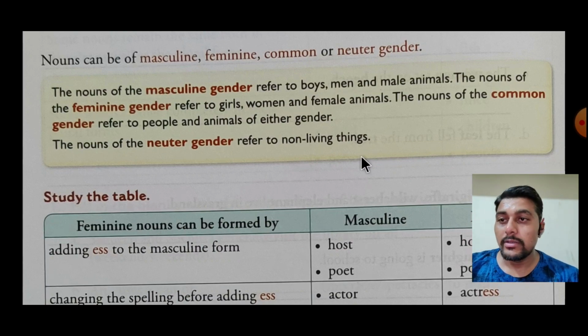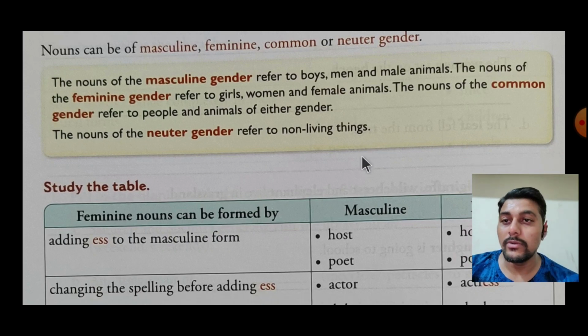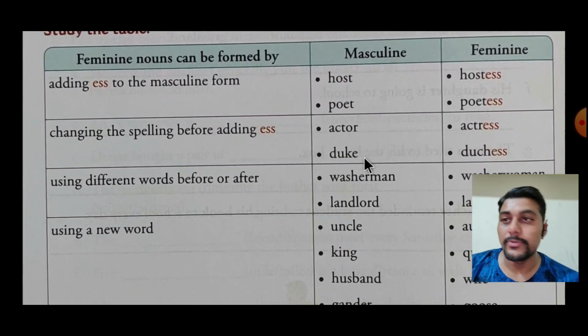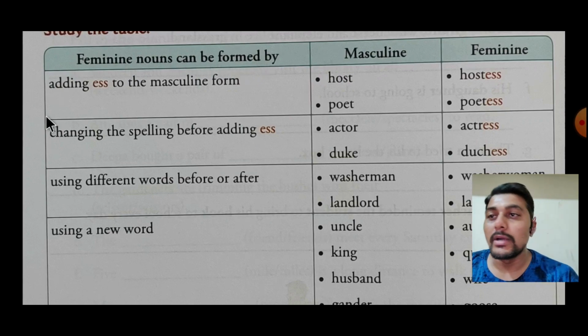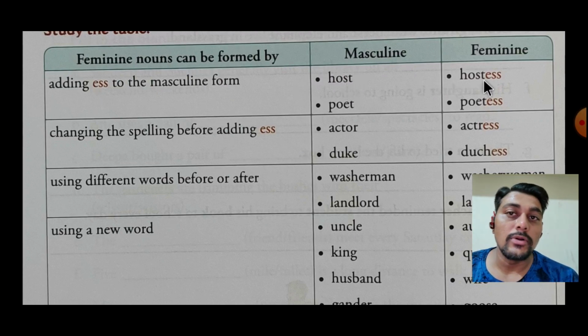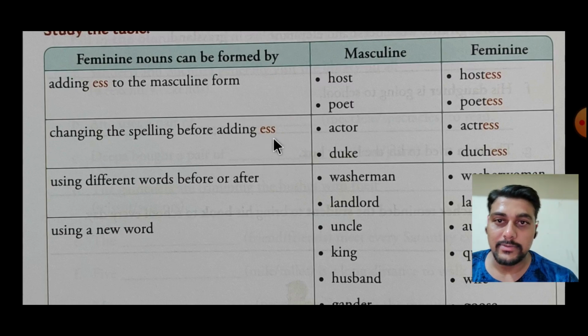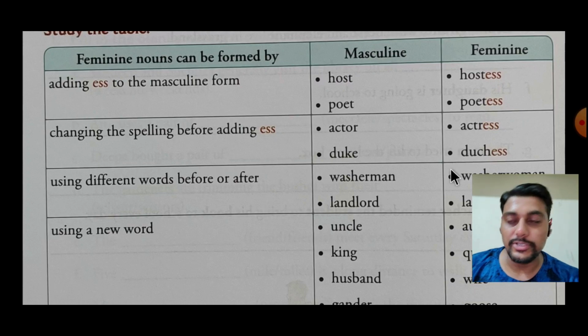To understand how we can change the feminine noun from the masculine noun, we have one table. So we have to remember this table also. The table will read as: feminine nouns can be formed by adding ess to the masculine form. We have completed this in the rules. Host becomes hostess, poet becomes poetess. Then changing the spelling before adding ess, some same kind of thing. Actor becomes actress and duke becomes duchess.